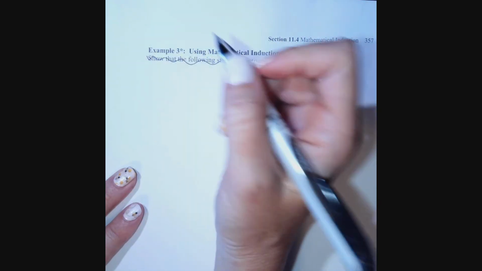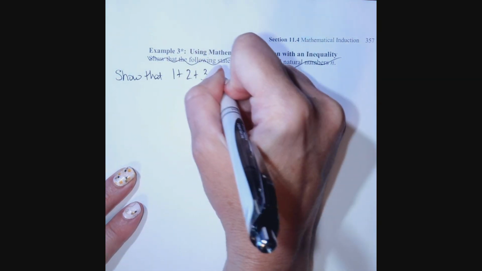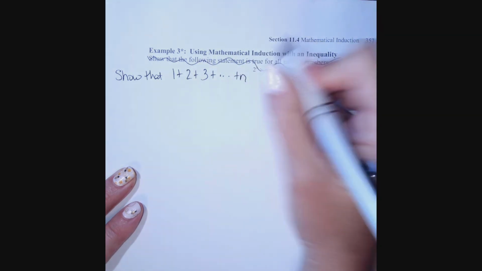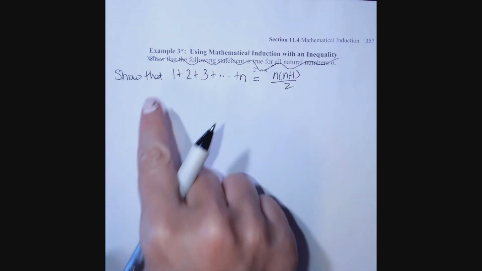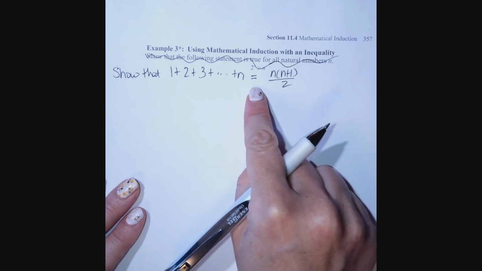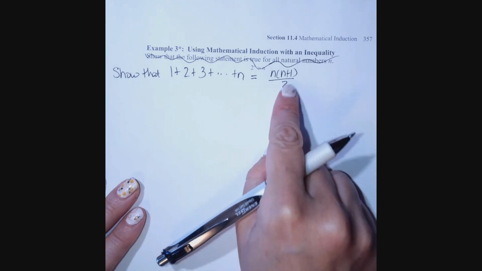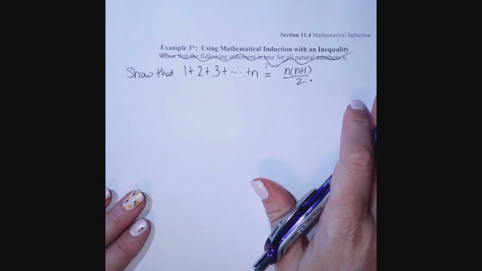The example we're going to do, we are going to show that 1 plus 2 plus 3 plus all the way to n is equal to n times n plus 1 over 2. So basically, I'm adding my natural numbers, and I want to show that the sum of my natural numbers is n times n plus 1 over 2. So we're going to make sure that we prove both of our conditions are true.